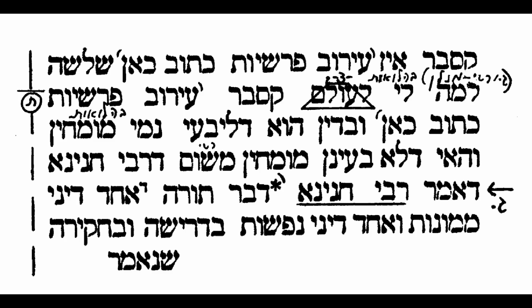V'hai delo bo'inon mumchin, but that which we exclude halvos for the need of having expert judges, mishum de Rabbi Chanina, based on Rabbi Chanina's teaching. What we're going to say is that from the Torah perspective, we should have experts for halvos, but through rabbinic intervention, we say that it's not necessary to have experts. What is Rabbi Chanina's principle?